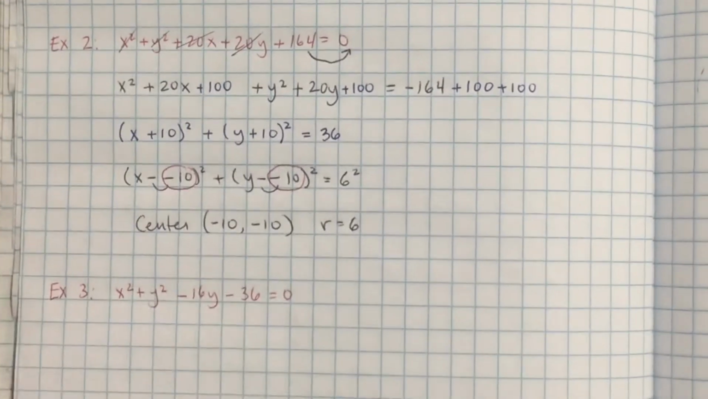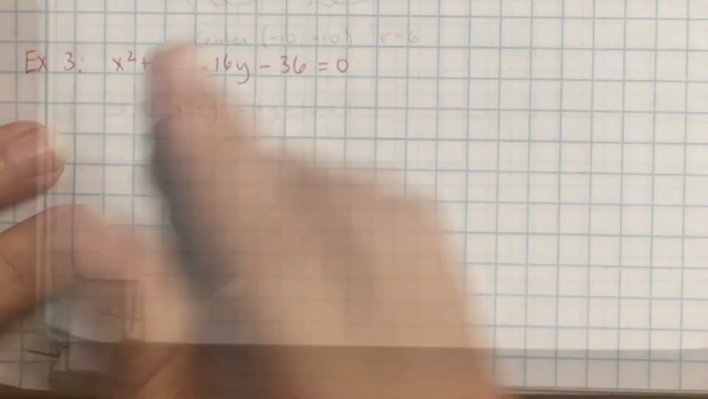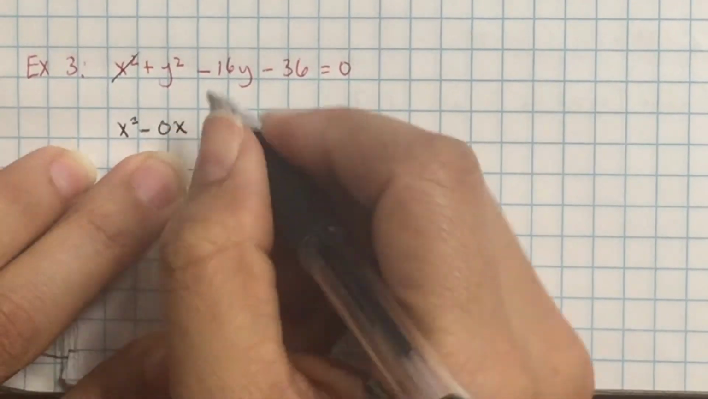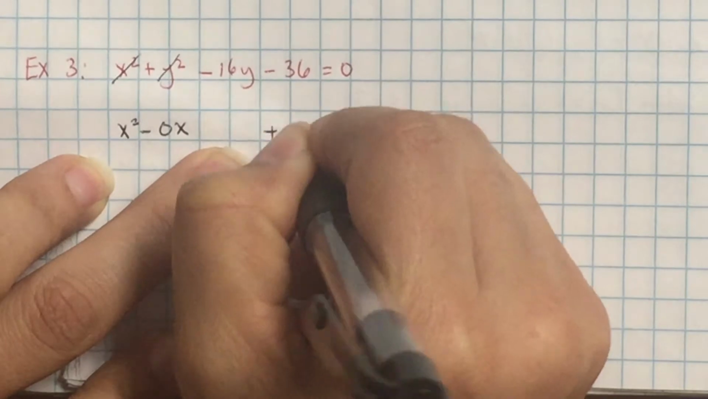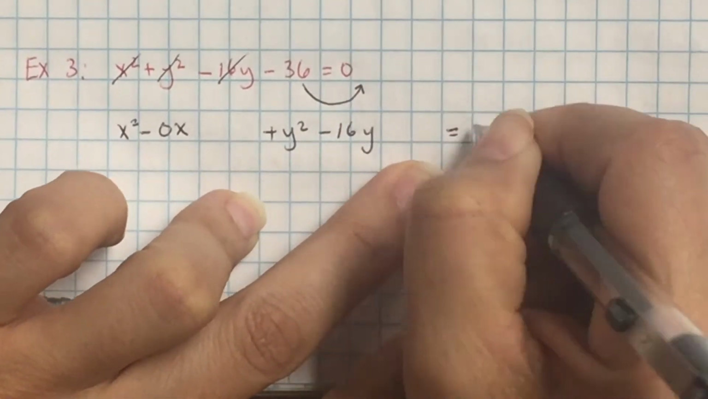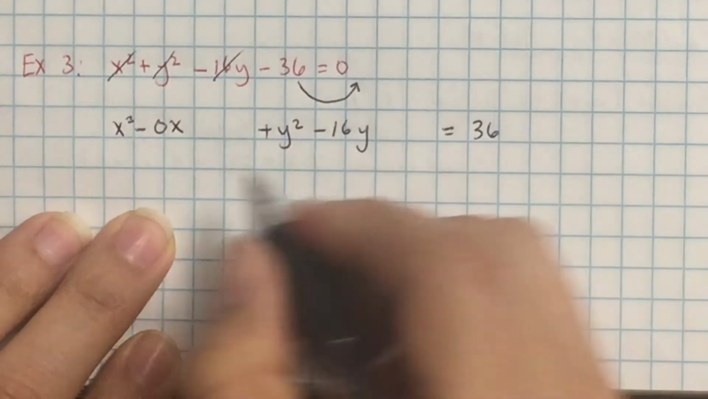Okay, so it looks complicated, but it's really not. Group the x's together. Just cross them out as you group them so that you make sure you got everything. Now there's no other x, so I'm going to put negative 0x because I need both. Group the y's together, take the number to the other side. Negative 36 is going to become positive 36.